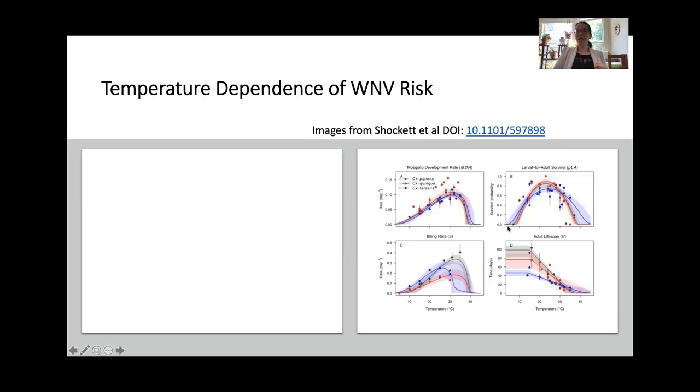Same thing as far as survival over time, or their development rate, how quickly they grow to an adult, or their lifespan. They tend to grow as the temperature increases, but if the temperature gets too hot, it actually drops off. So you could see areas of the US in which mosquito activity will actually go down with hotter temperatures because the mosquitoes just don't do as well.